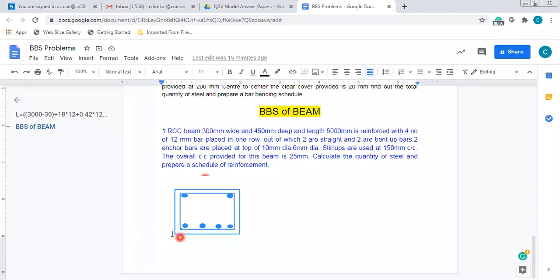The dimensions of this beam are 300 mm wide, 450 mm deep. What is the length? Length is given as 5000 mm. So this will be the diagram for that particular beam. Now, how to solve the problem of this case, that is the beam? I will discuss this problem.